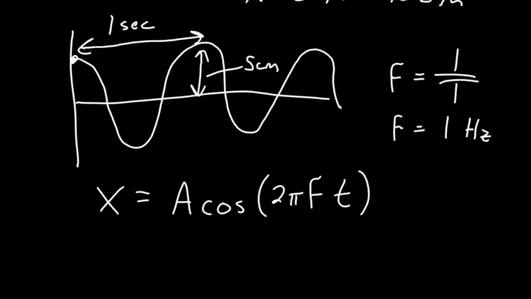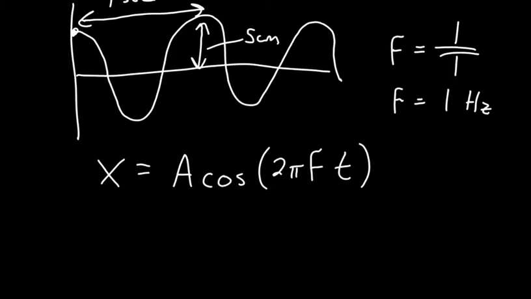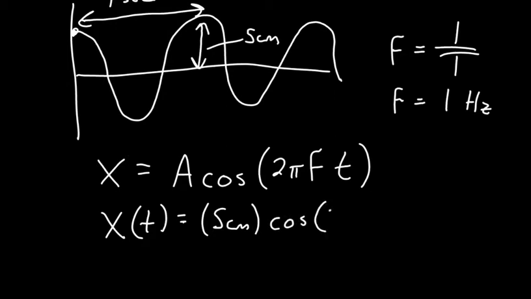And then it's a pretty simple matter here to plug in for each of the quantities in the equation. So x, I should write x as a function of t, is equal to A, the amplitude, that's 5 centimeters, or you could change that to meters, either way is fine, times the cosine of 2 pi times 1 hertz times t.